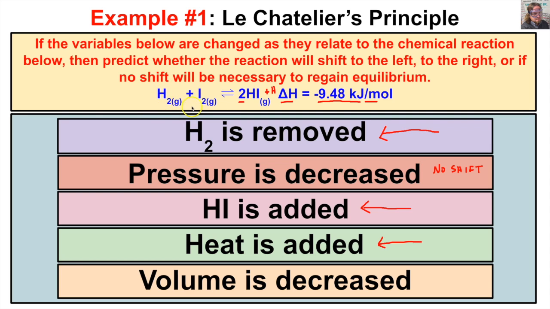So on the reactant side, we have 2 moles of gas. On the product side, we have 2 moles of gas. So if the volume is decreased, thereby increasing the pressure, there should be no shift in this equilibrium. All right, so that is how we can apply some of Le Chatelier's concepts to this example right here. Let's take a look at a second example.